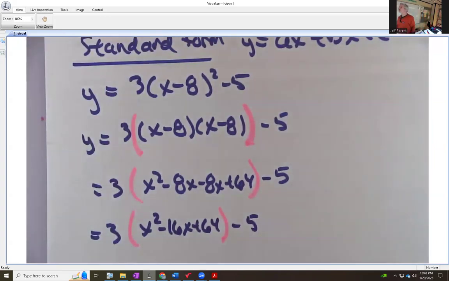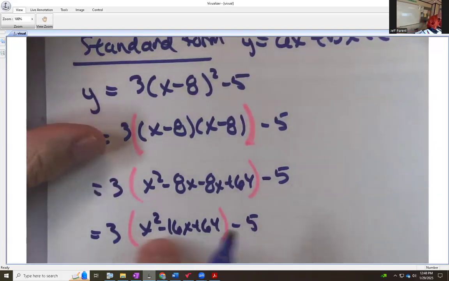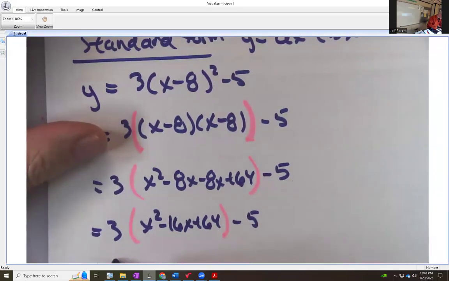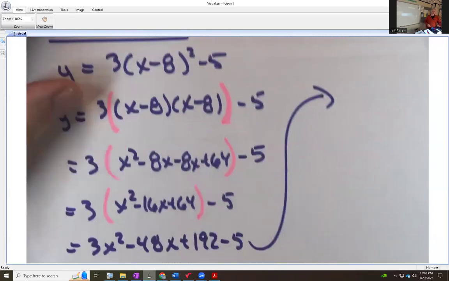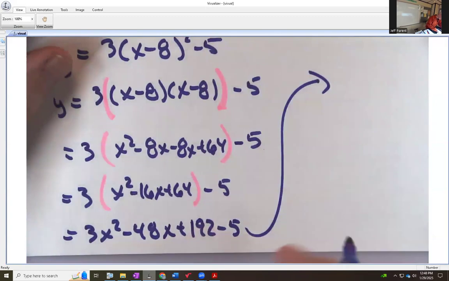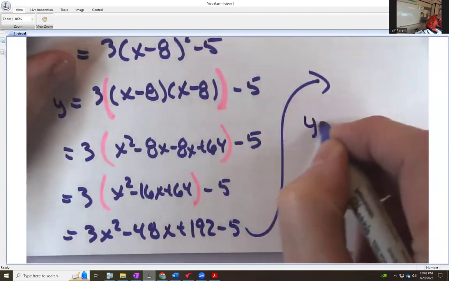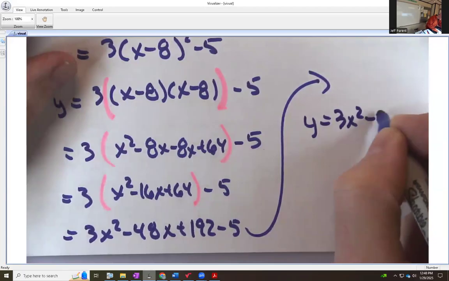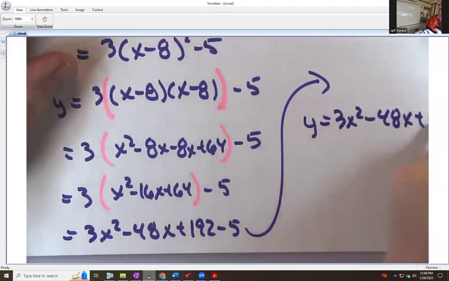What next? Distribute the 3. Does the 3 distribute itself to everything here or just everything in the parentheses? Just into the parentheses. So 3x squared minus 48x plus 192 minus 5. And I would hope that you would simplify that last little bit here. 192 minus 5 gives me my 187.